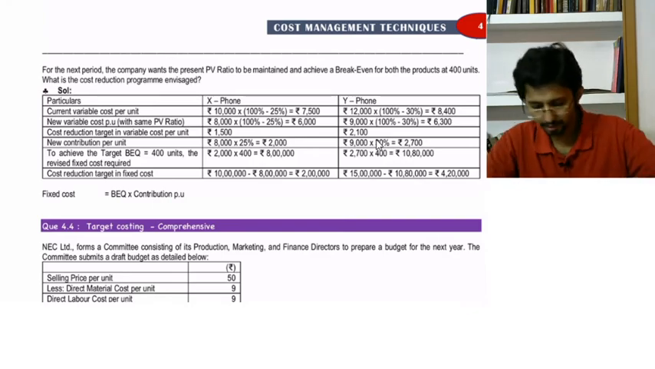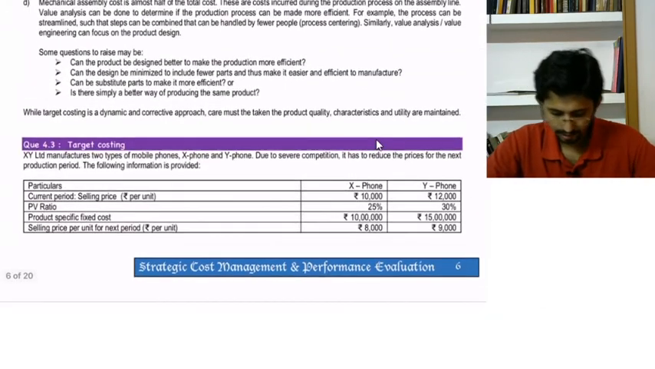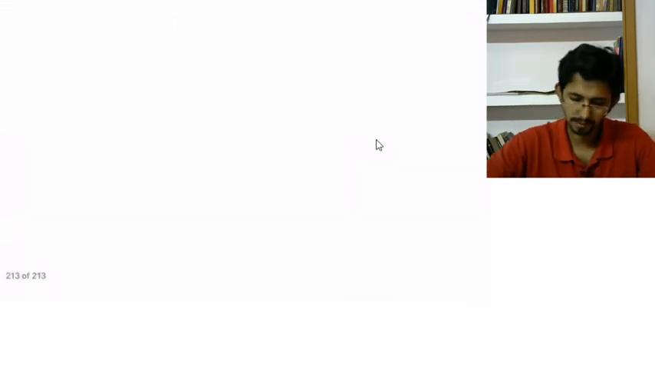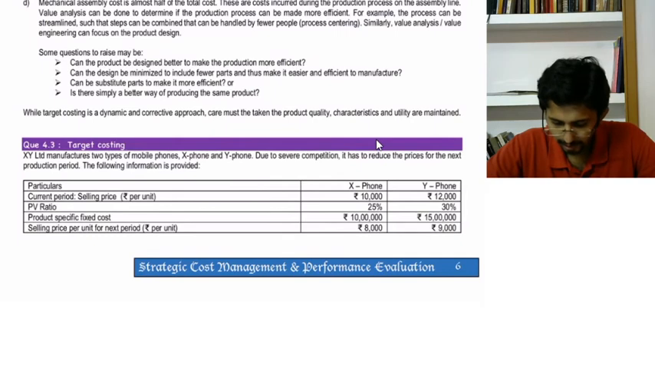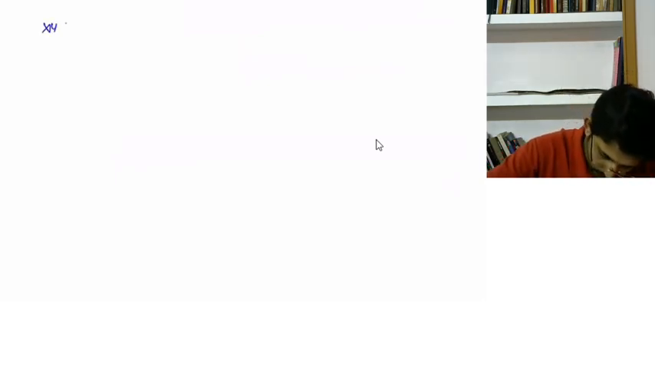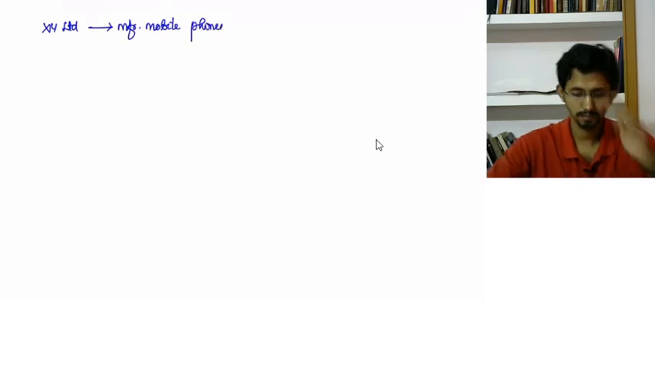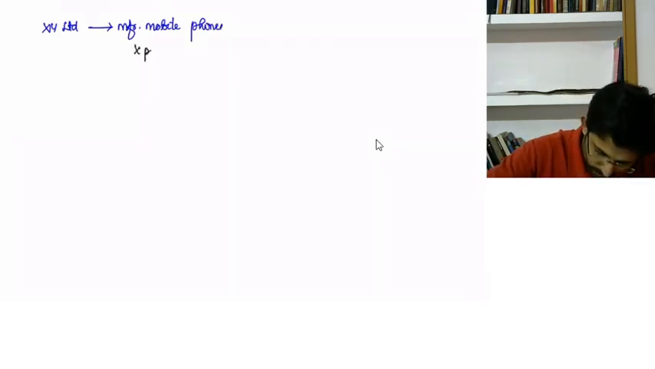Okay, so what is the question given here? We'll read the question once again. XY Limited manufactures two types of mobile phones. Which are they? X phone and Y phone.